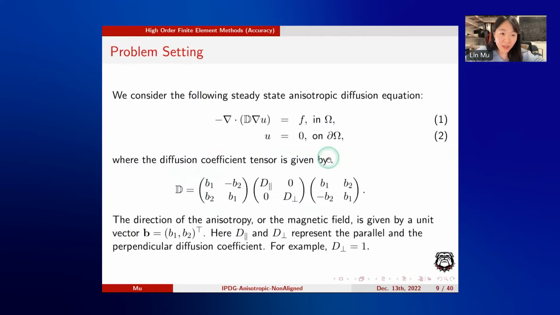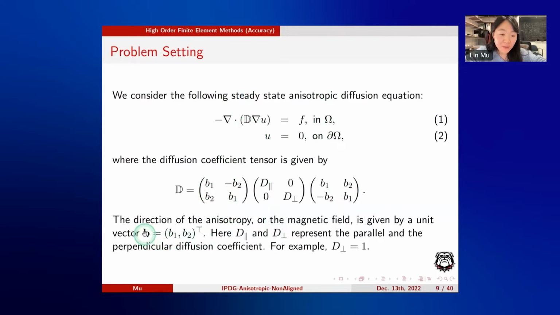Okay, so let's go back to the math. We will consider the steady state anisotropic diffusion equation, which is described as equation number 1, coupled with, for example, the homogeneous Dirichlet boundary condition. Here D is a tensor. For the two-dimensional problem, we can represent this as the product of 3 submatrices. The first one is given by the unit vector B.